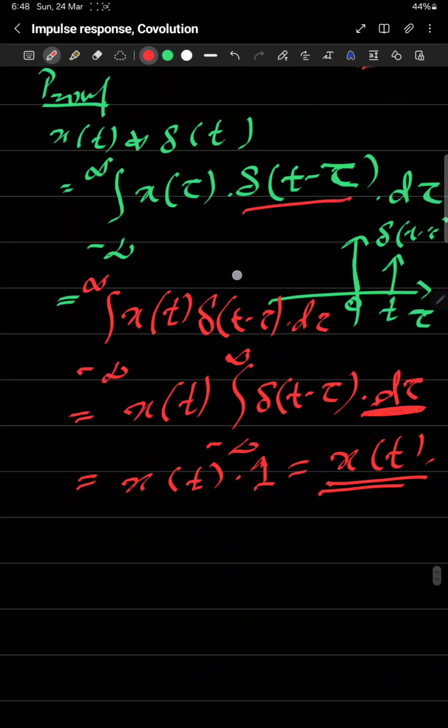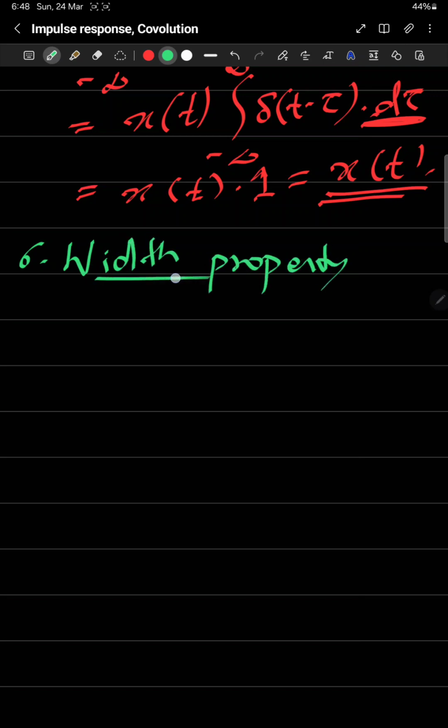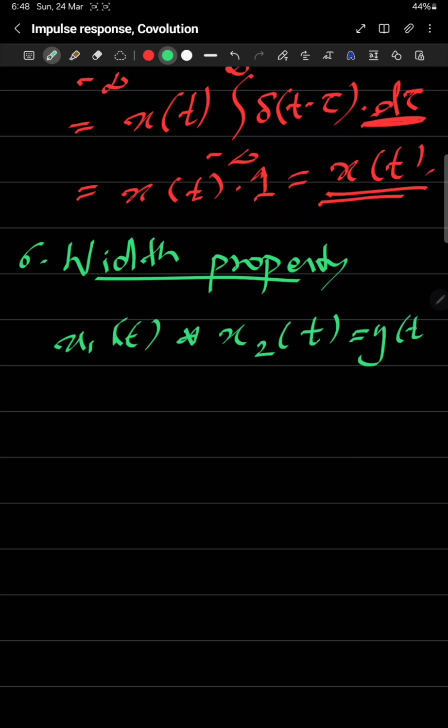Now the last one is the width property. This will be very useful when we deal with problems. Width property: say if you have two signals x1 of t, so you are going to perform convolution with, say, x2 of t. Say the result is y of t.